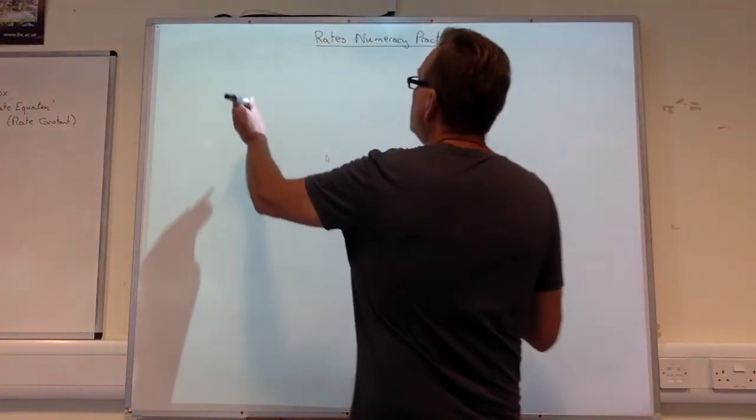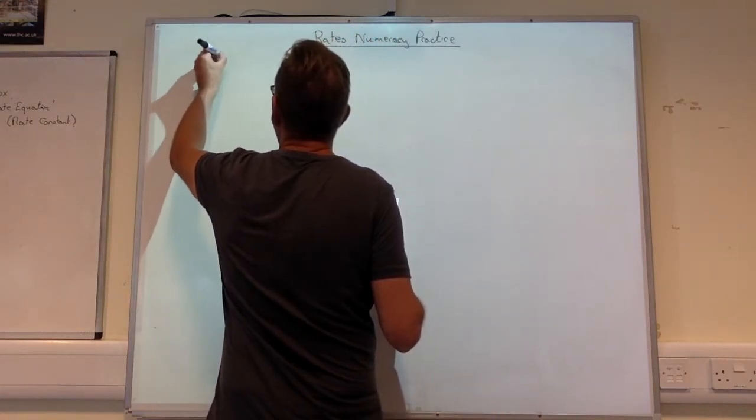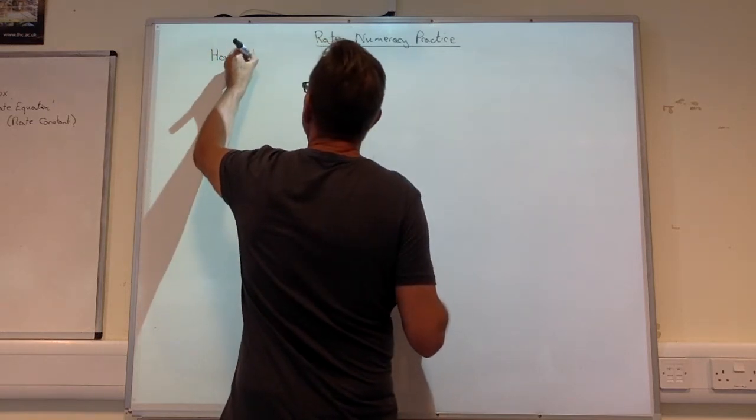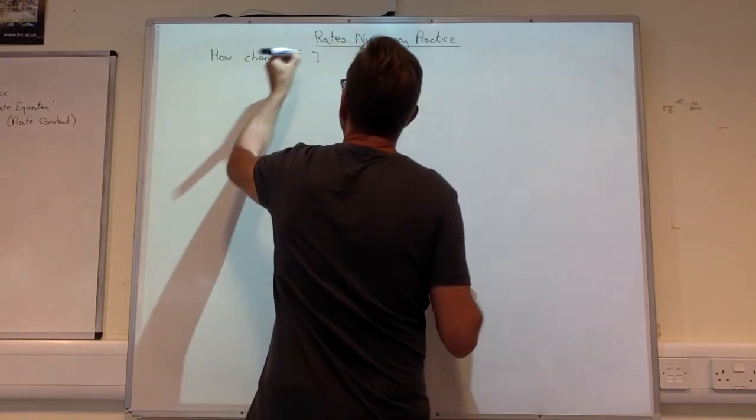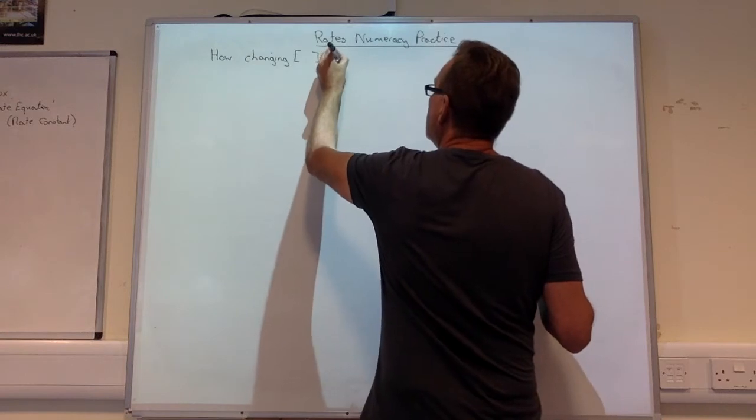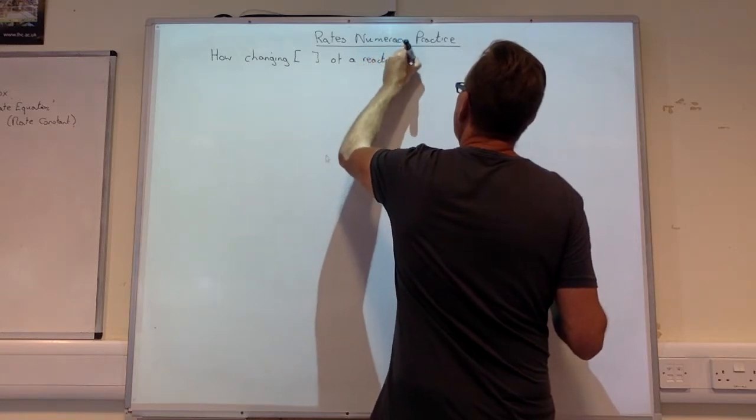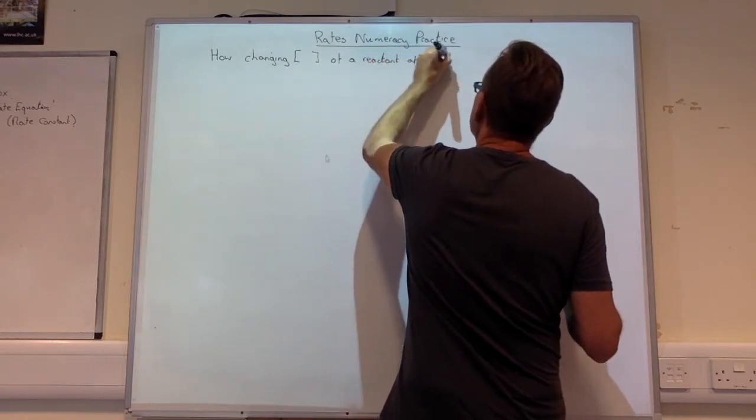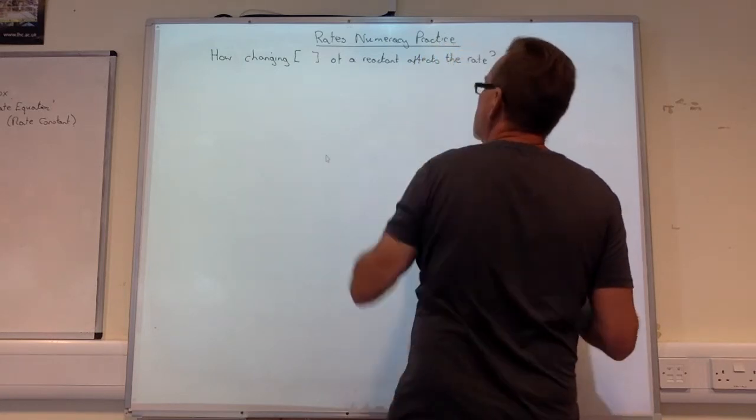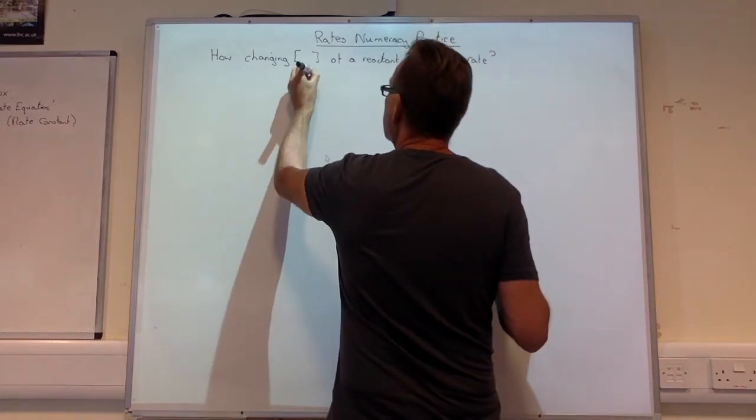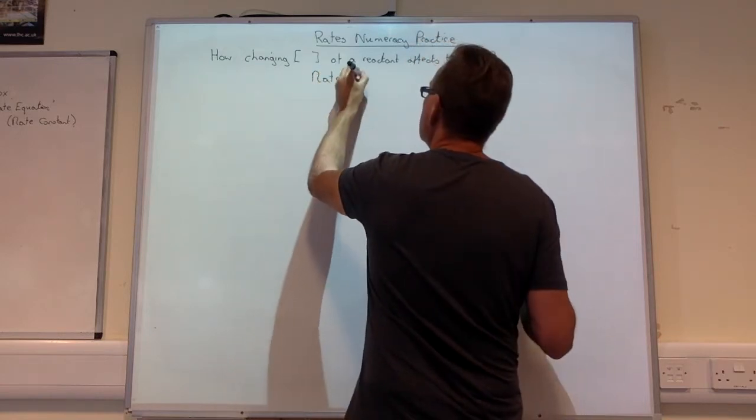This one, I suppose you could say, is called rates numeracy practice, and what we're trying to address is how changing the concentration of a reactant affects the rate. Now, you'll be given the rate equation. You don't have to deduce it, you'll be given it. So it's a different way of looking at it.